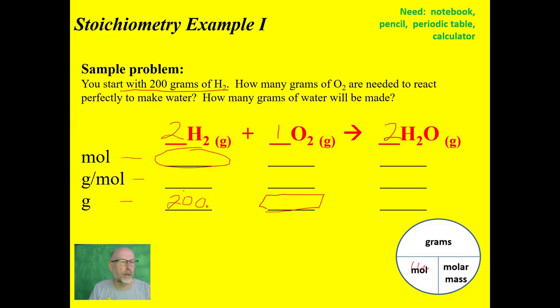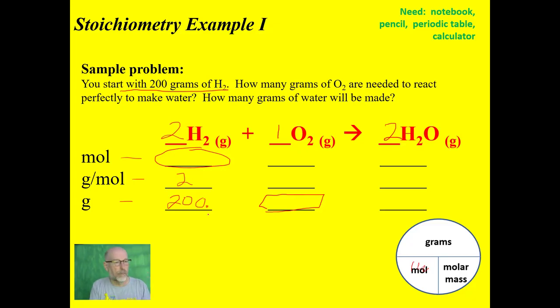So I have 200 grams, I need molar mass. I look at the periodic table and I say, well, hydrogen has an atomic mass of 1, but because it's a molecule, it's got a molar mass of 2 grams per mole. So now we will do a little calculation here. Moles equals grams divided by molar mass.